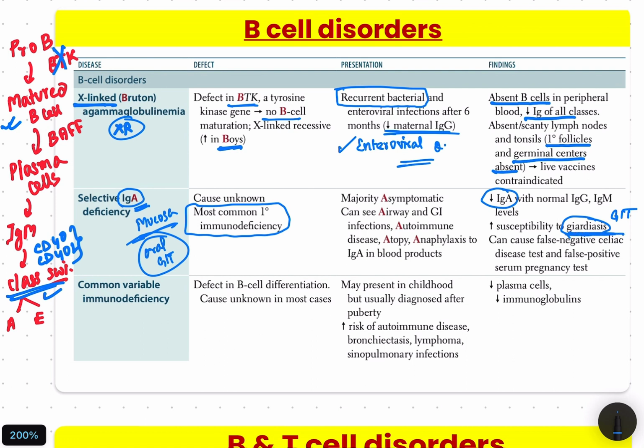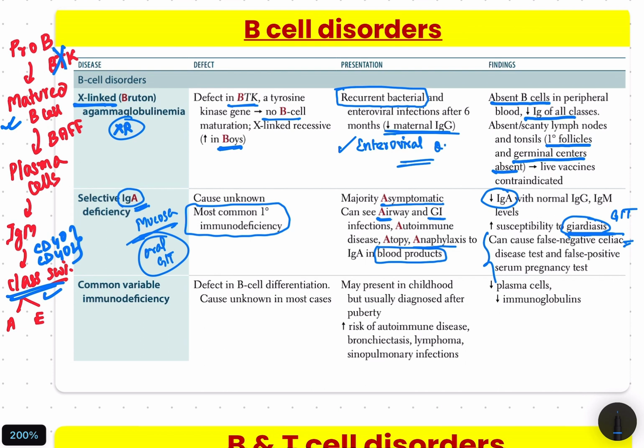There will be risk of giardiasis infection. Generally the patients are asymptomatic, but it can cause airway, as I told you, oral and respiratory mucosa, and GIT infections, and increased risk of anaphylaxis to the blood products. It can cause false negative celiac disease test and false positive pregnancy test also.